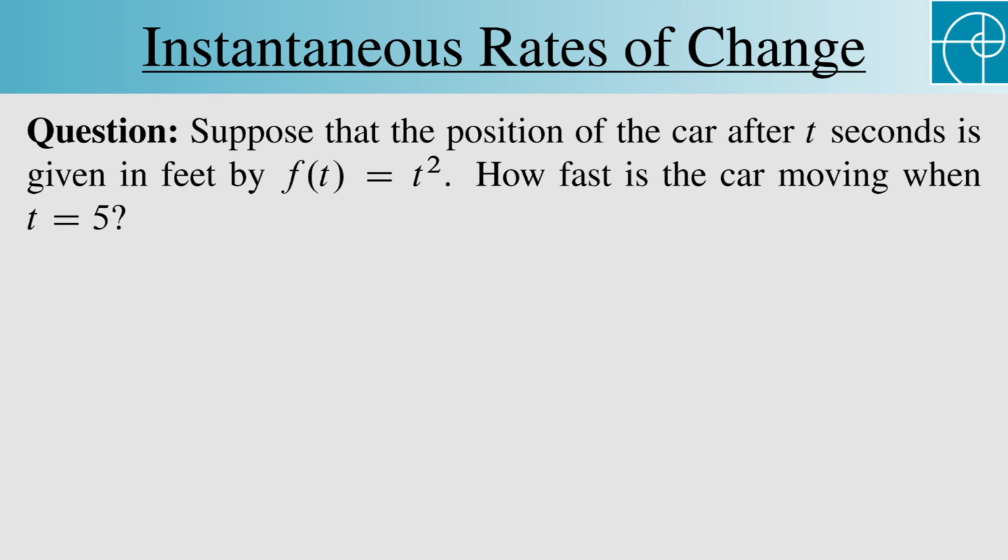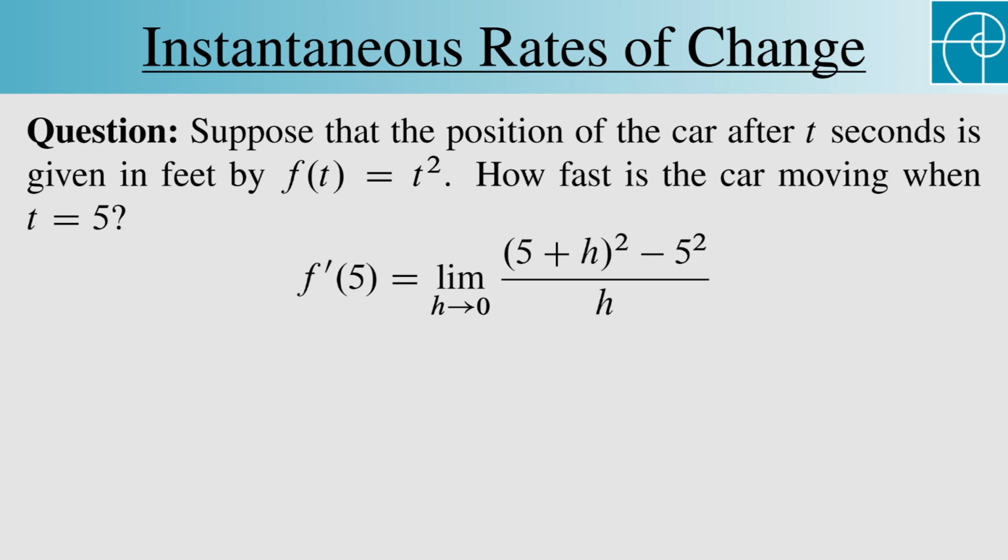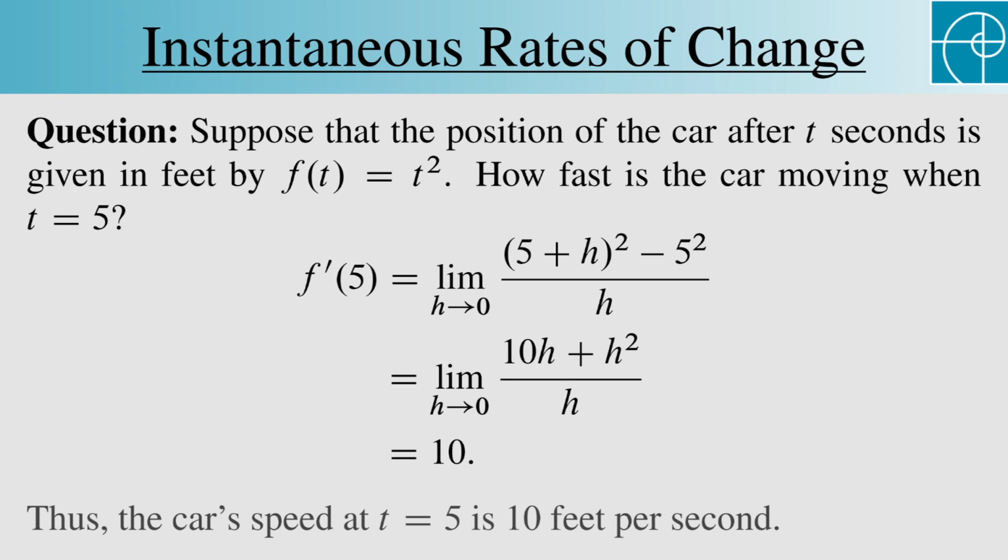Let's suppose that the position of the car after t seconds is given in feet by f of t equals t squared, and we want to know how fast the car is moving when t equals 5. Then we're looking for f prime of 5, which by definition is this limit. We can simplify the numerator to 10h plus h squared, and this limit equals 10. So the car's speed at t equals 5 is 10 feet per second.